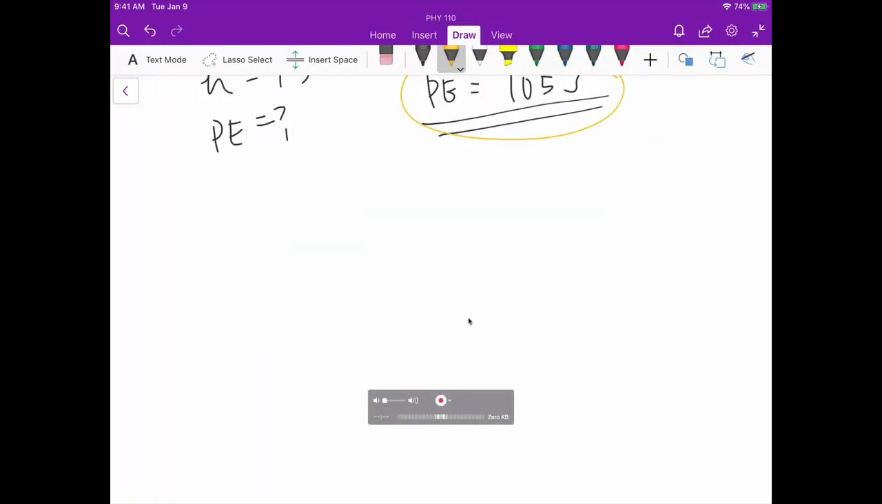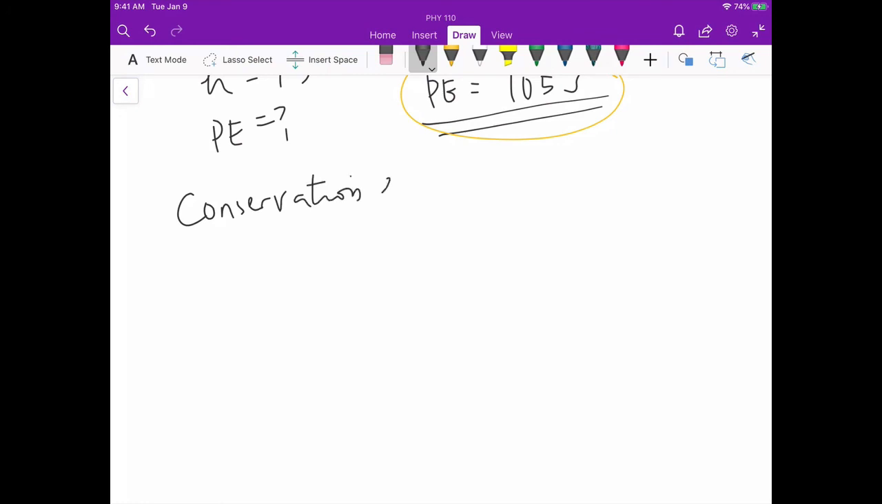Before we wrap it up, there is a concept known as conservation of potential energy, and we might not come across it, I would say, in exams, maybe. I mean, I don't know, I'm not sure. But I want you to know. So, conservation of mechanical energy.